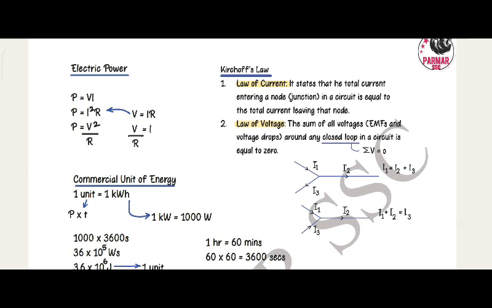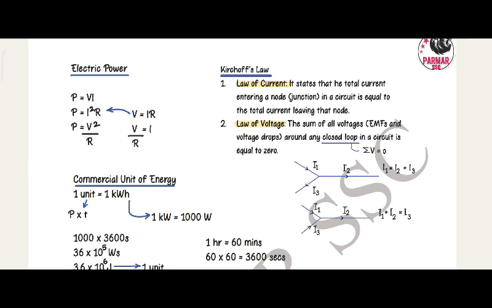Electric power. P is equal to VI. P is equal to I square R. Or, with V equal to IR, P is equal to V square by R, and V by R is equal to I.